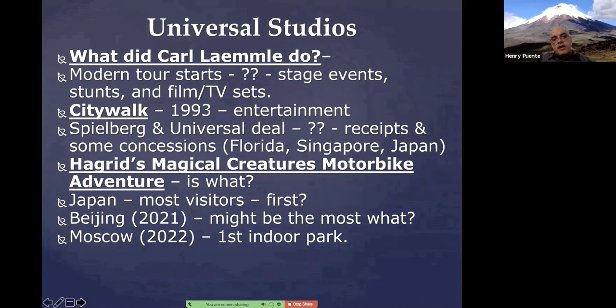Now, Moscow, this is going to be an interesting theme park as well. So Universal Studios is building a theme park in Moscow. And it's because Moscow's winters are so brutal and it's really cold. It does have lousy weather for most of the year. And so what Universal Studios is going to do is they're going to build the first indoor theme park in Moscow. So that's going to be an interesting venture. It's supposed to be open in 2022. So again, first indoor theme park that Universal is going to build in Moscow in 2022.